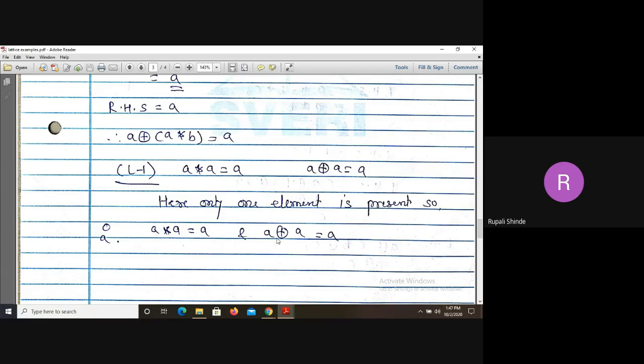Now if you want to find least upper bound for this element A, that is written as A XOR A. So again this lattice is containing just one element, so answer is A.